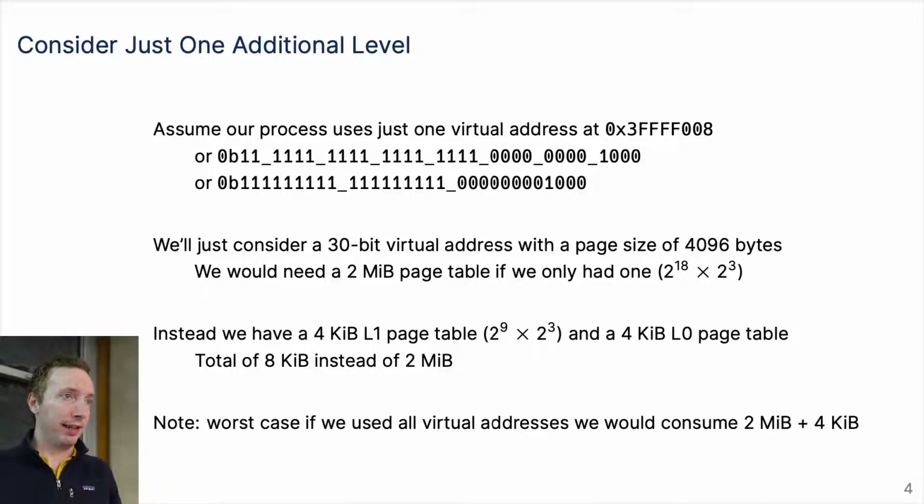Now, this scheme is better if there are few allocations, but if you allocate all the memory and need to map everything, I would need to have a lot of the L0 page tables, and in fact, I would need to have 2 to the 9 of them, so I would need 2 megabytes of L0 page tables, and then I'd still need my L1 page table, which would be 4 kilobytes. So it would actually use 4 kilobytes more than a single level page table if we had to record entries for everything.